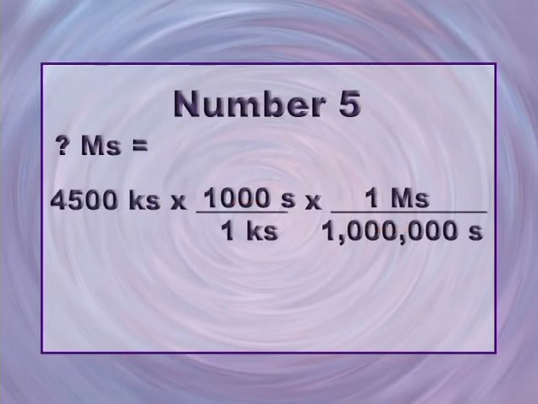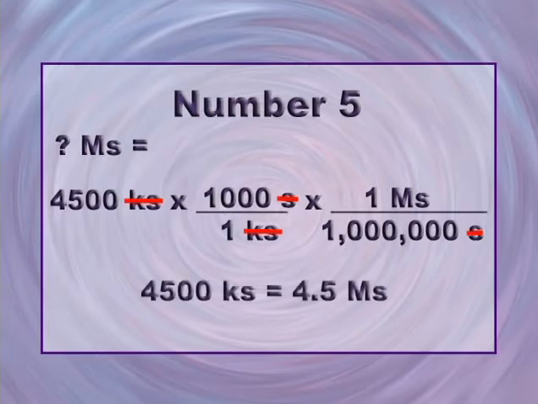The last one, number 5, uses 2 conversion factors. First, you use the fact that there are 1,000 seconds in 1 kilosecond. Then, you use the fact that there are 1 million seconds in 1 megasecond. Setting it correctly and doing the math tells you that 4,500 kiloseconds equals 4.5 megaseconds.